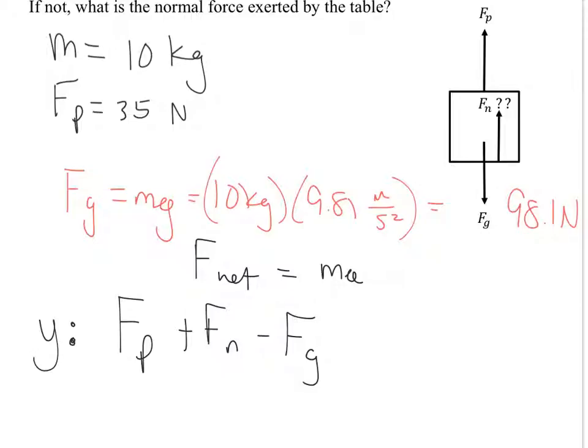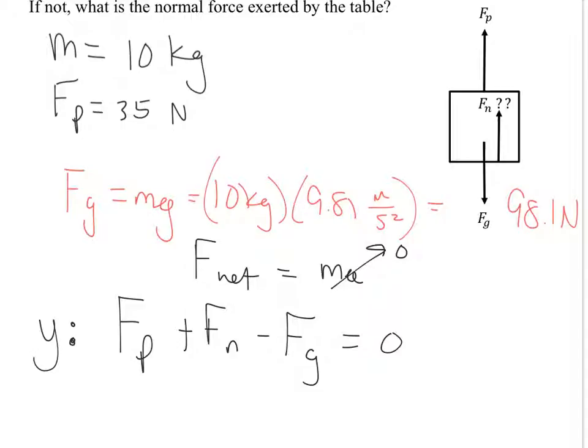Now, the question I pose to you, is this object moving? No. So does it have any acceleration? No. So we can set that to 0. That's how you're going to approach every one of these problems. F net equals MA in a specific direction, in this case the y direction.